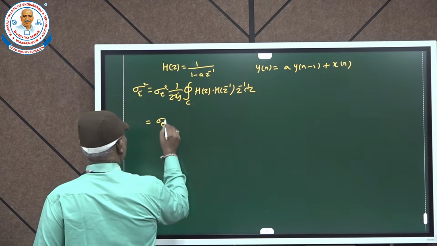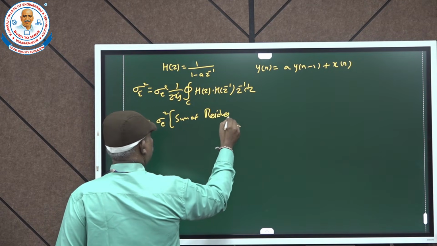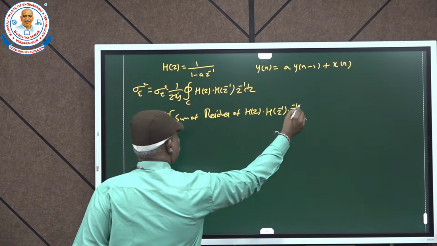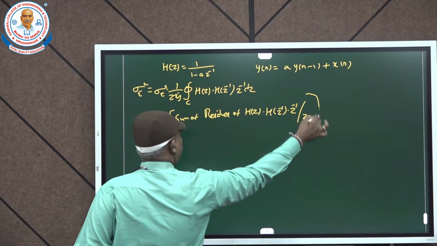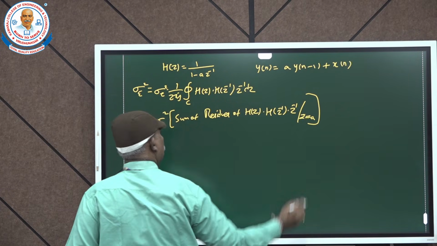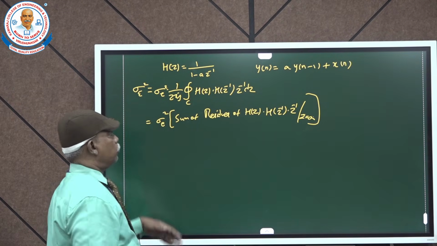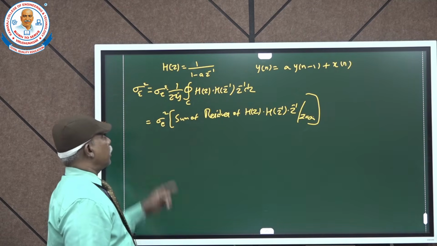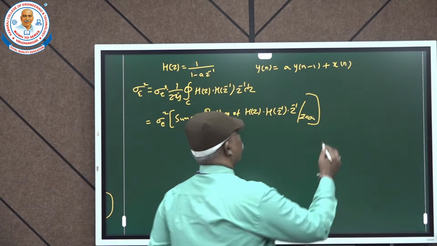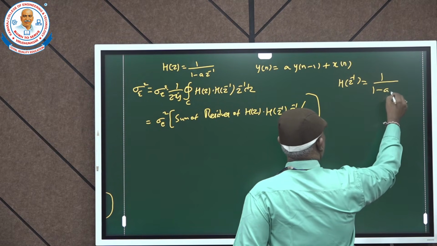Sigma e square, sum of residues of h of z into h of z inverse into z inverse, at z is equal to a. So, for the sum of residues, here also there are two residues, because h of z is given and h of z inverse we have to find out. H of z is 1 by 1 minus a z inverse, h of z inverse is equal to 1 by 1 minus a z, that is all.